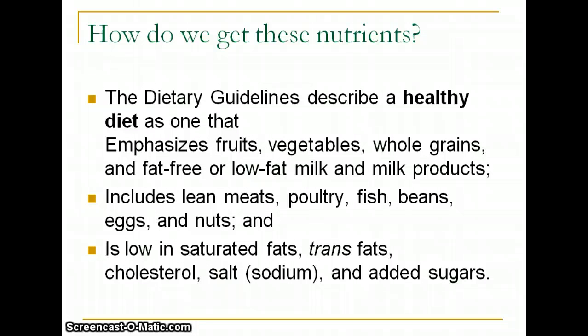So let's talk about how we get these nutrients, these fats, these carbohydrates, these proteins, water, vitamins, minerals. The Dietary Guidelines for Americans describe a healthy diet as one that emphasizes fruits, veggies, whole grains, fat-free and low-fat milk or milk products, as well as lean meats, poultry, fish, beans, eggs, nuts, things like that.